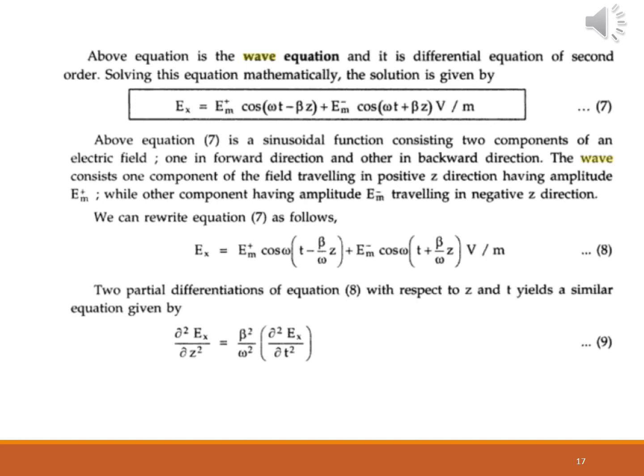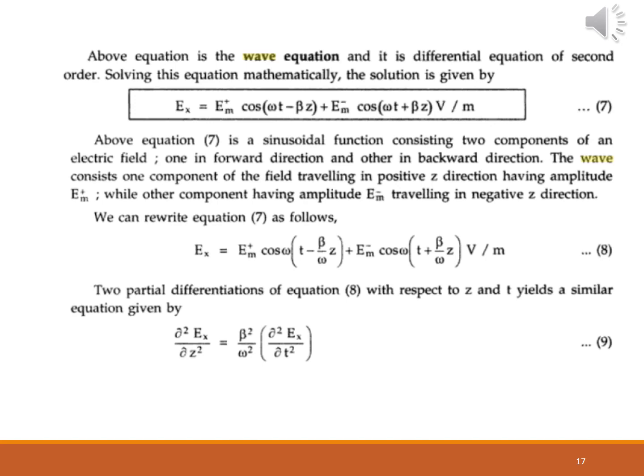So just understand that the solution of your wave equation is going to give you a sinusoidal function which consists of two components of E, where one is in the forward direction and the other is in the backward direction. And 8 is just, if you rearrange equation 7, dividing it by omega, you will get equation 8.